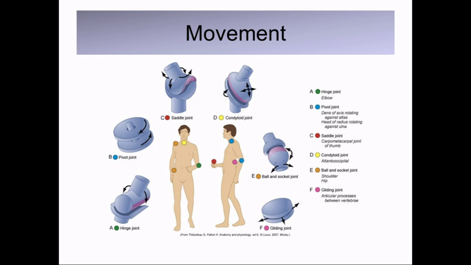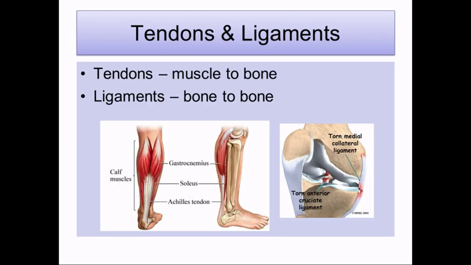A condyloid joint is a joint with a small protrusion. It slides with an elliptical component like the carpal bones of the wrist. Tendons attach muscle to bone and ligaments attach bone to bone.